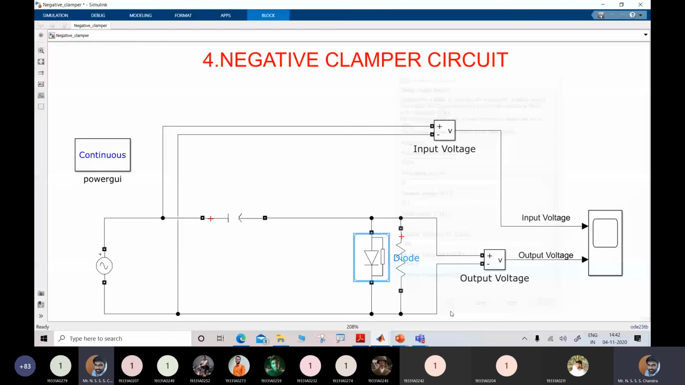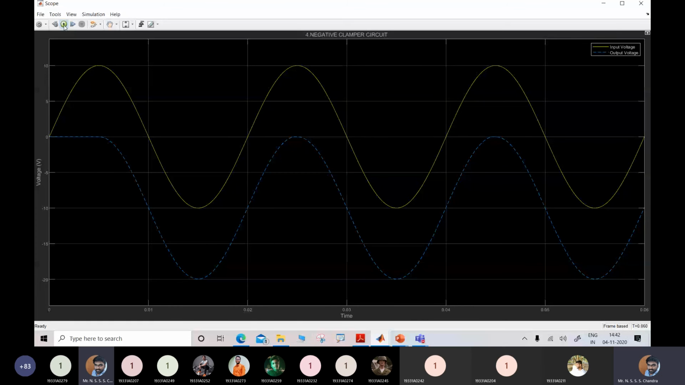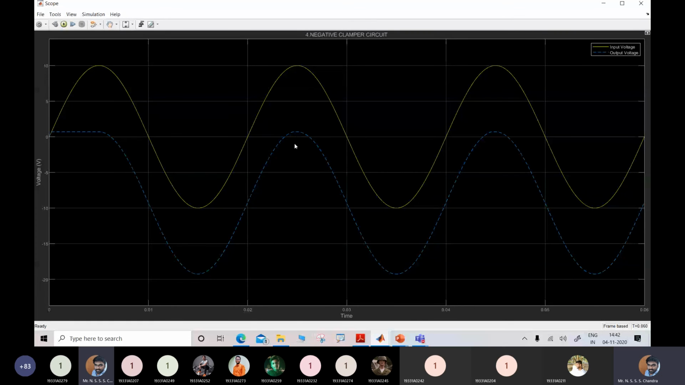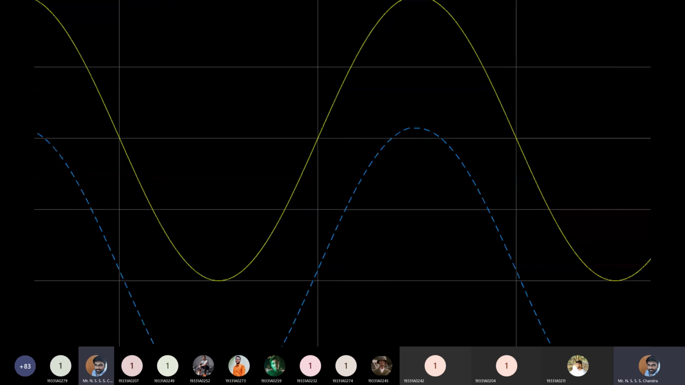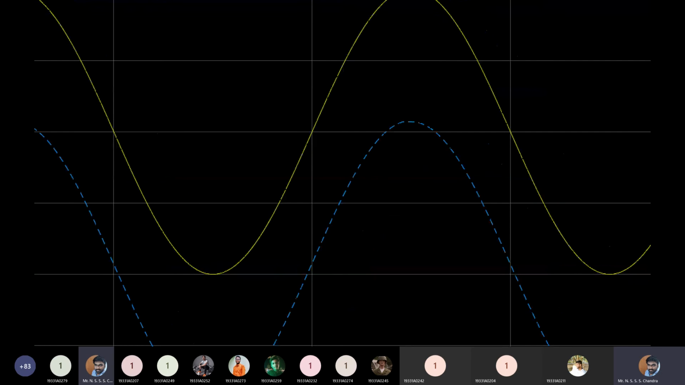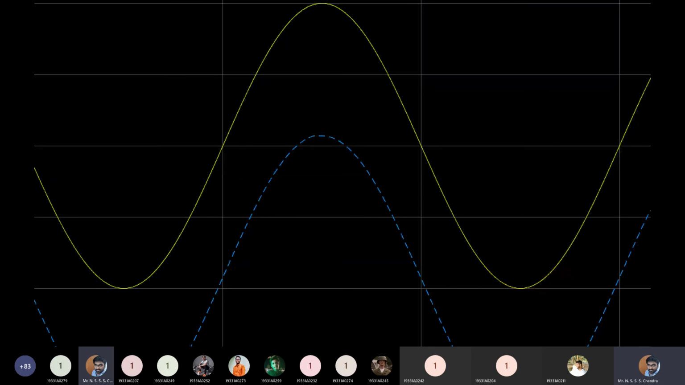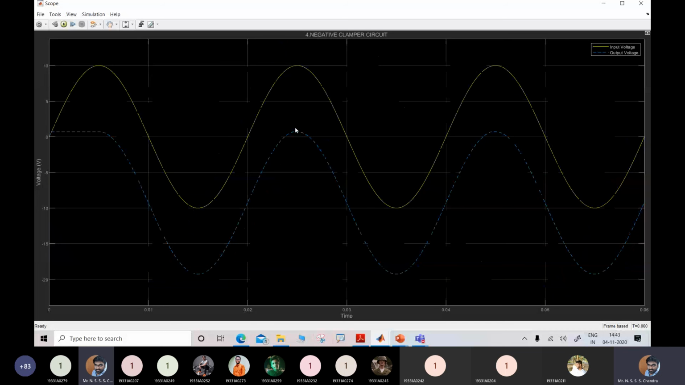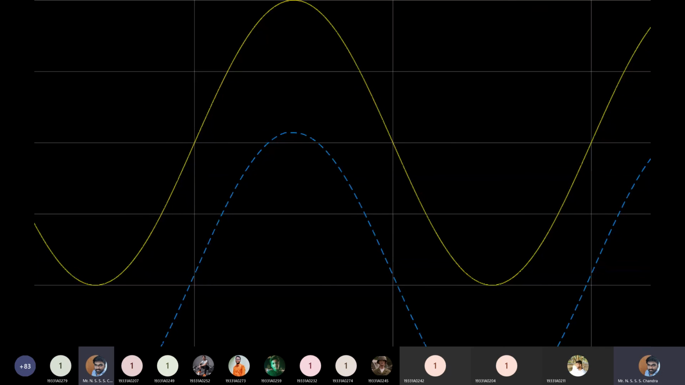So let us check the condition. The positive peak value in the output you can observe is only 0.7 volts. Can you see that it is now increased from 0 to 0.7 volts? Can you observe this, the output, the dotted line? What's the output peak value now? Please read it out. Please respond. It is 0.7 volts.